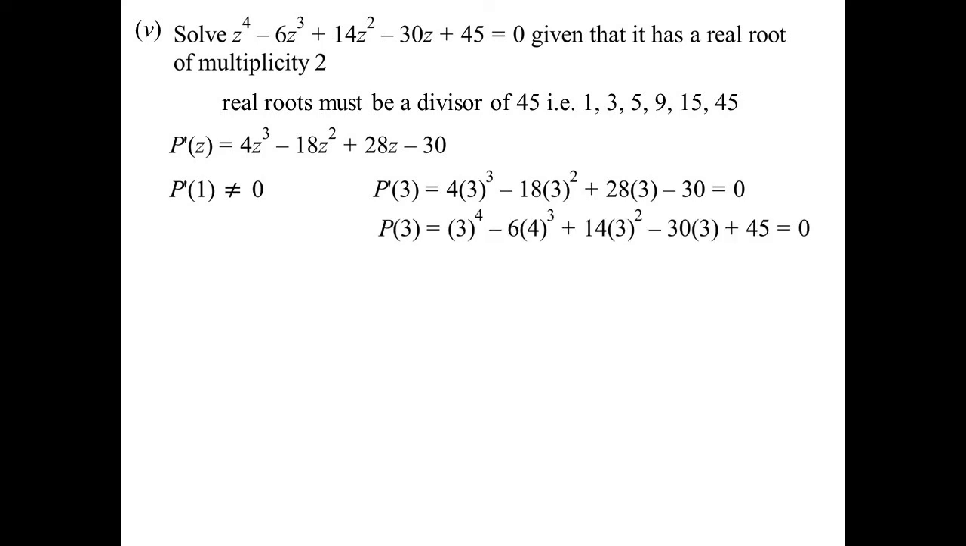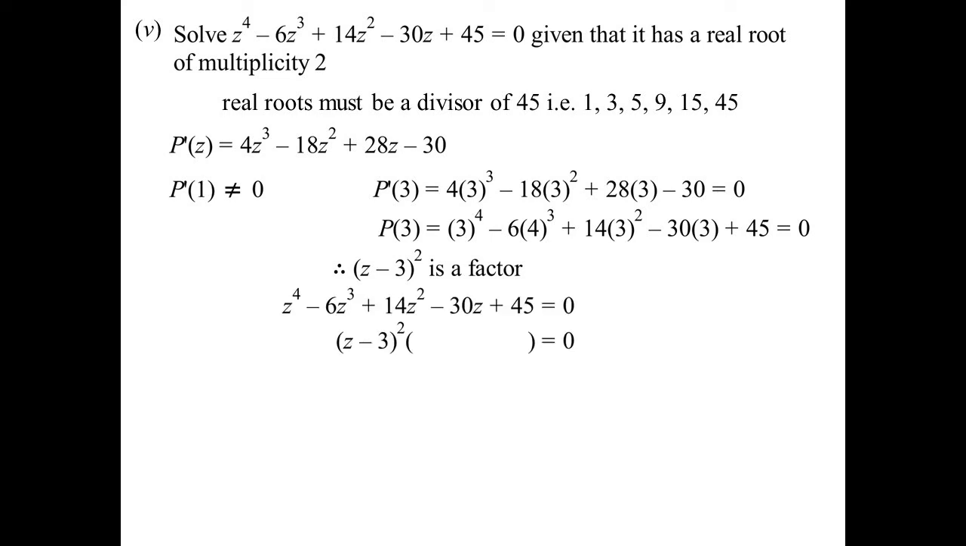Now sub it into there. Ah, yes, it is the double root because it works for the polynomial as well. So I know z minus 3 squared is a factor. Okay, let's work out the other bit. Leading term times leading term. So that's going to be z squared. Constant times constant. So I've got minus 3 squared, which would be positive 9. Positive 9 times 5 is 45.